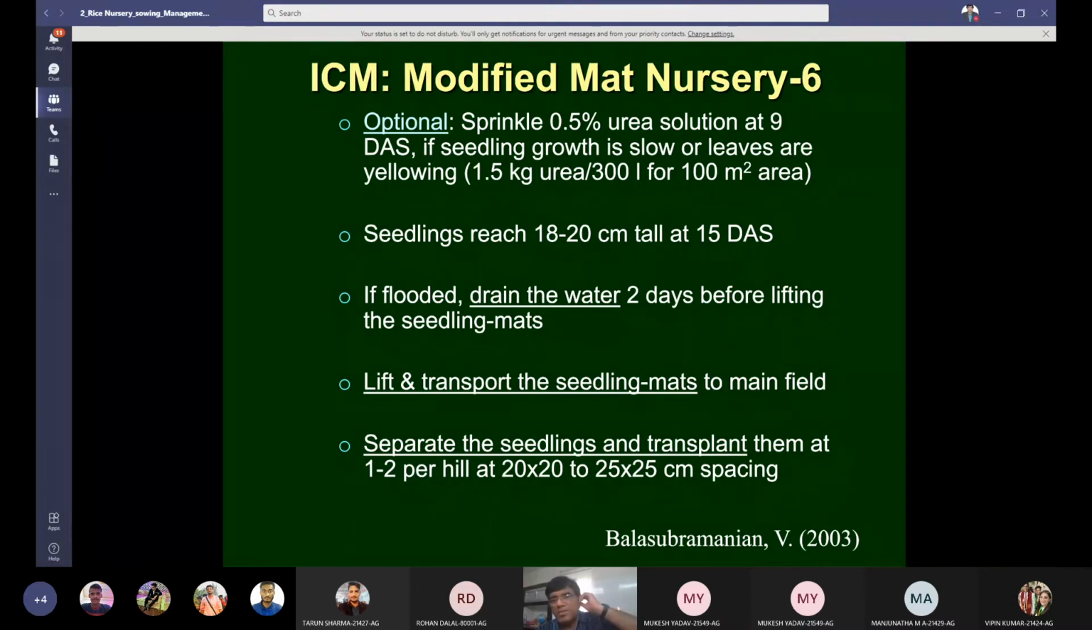In this case, sometimes your seedlings may face nitrogen deficiency. If you see nitrogen deficiency symptoms on older leaves, and farmers even recognize these symptoms, then 0.5% urea solution can be sprayed 9 days after sowing, if seedling growth is slow or leaves are yellowing. Seedlings can reach 18 to 20 centimeters tall at 15 days after sowing. You can make it 15 to 18 days.